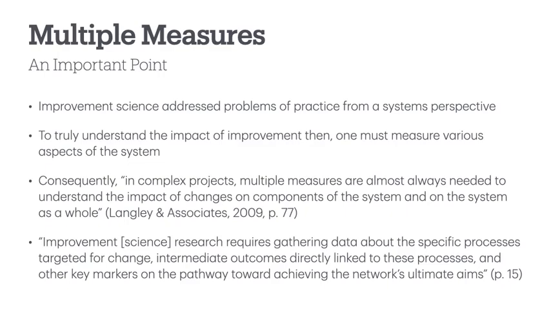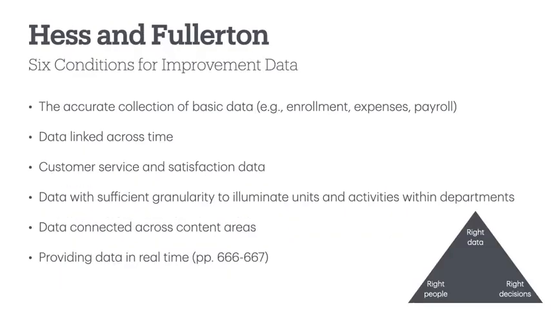As you're doing this, you're going to be drawn to some of the information from the textbook, and that is that Hess and Fullerton offer 6 conditions for improvement data. One is that accurate collection of basic data is necessary for improvement science. Remember that old adage, garbage in, garbage out. If we're not dealing with good data, we're not going to have good insights and make good decisions.